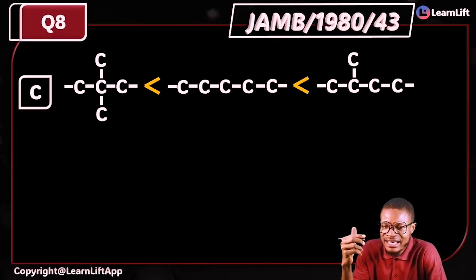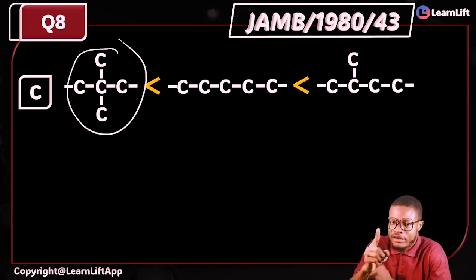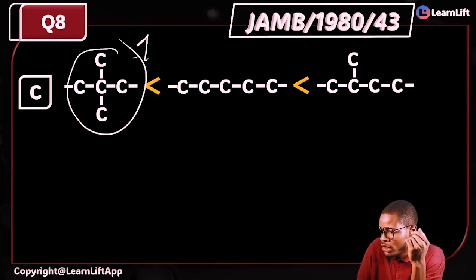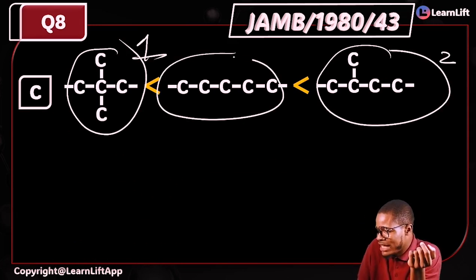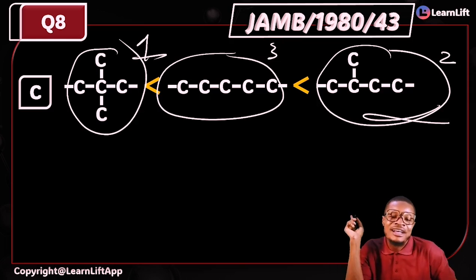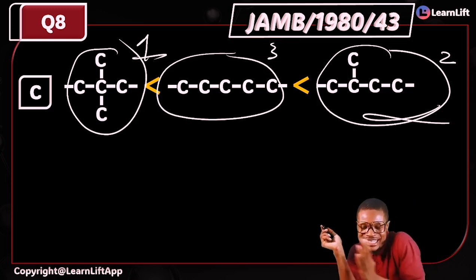Can C be the answer? This guy should come first. Correct. This is 1. Where is 2? This guy is the one that is 2, right? And then this guy is the one that is what? 3. So this cannot be the answer, because it is 1, 2, 3. That's how you should arrange.